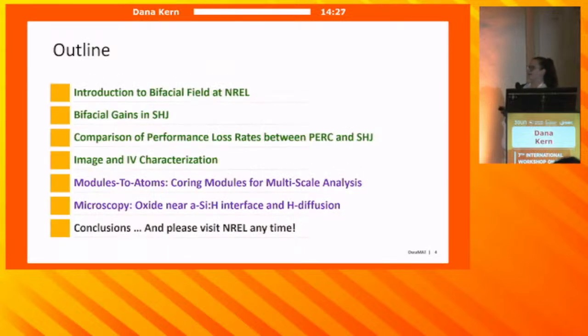Today I'll talk about two different sections. The first section will be on degradation rates in the bifacial field, and for the second section I'll talk about microscopy to understand the passivation loss in silicon heterojunction modules.